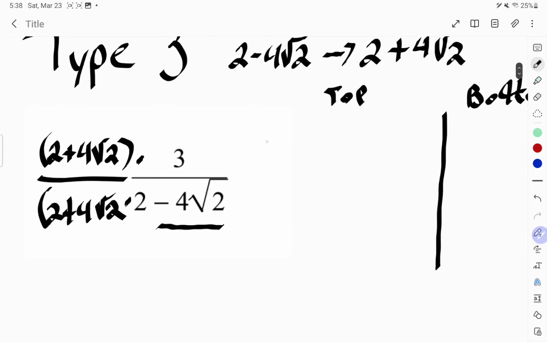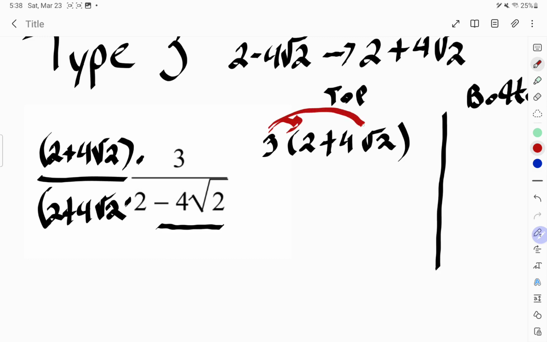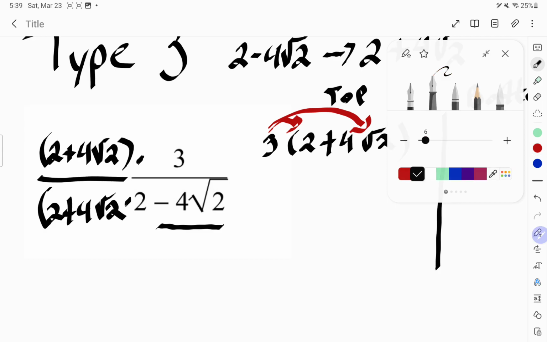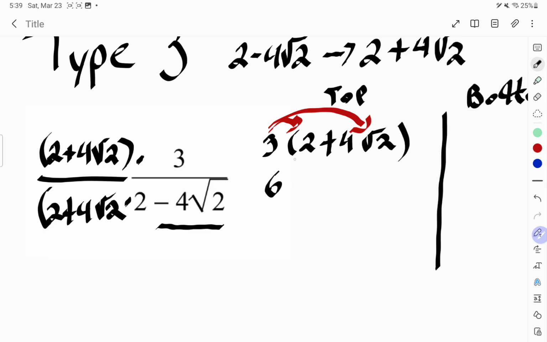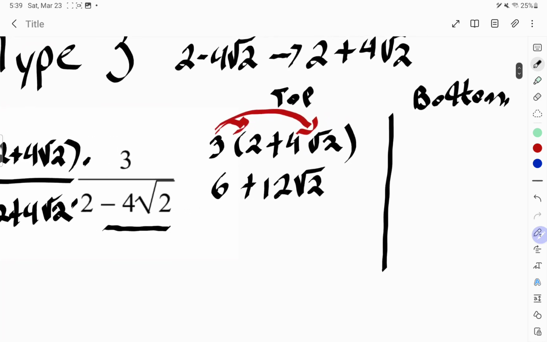So on the top, we have 3. I know. Why would I write it twice again? I don't know. I'm crazy. So 3 is going to distribute here. And let me do a different color. So this one's going to distribute here, and then it's going to distribute over there. So let's multiply. 3 times 2 is 6. 3 times 4 is 12 square root of 2. And that's the top. Okay, that's as far as we're going to go.